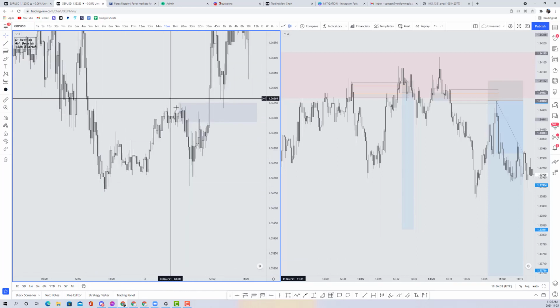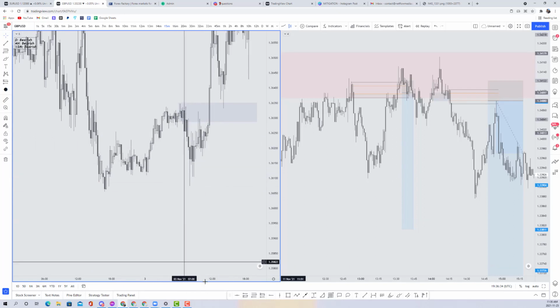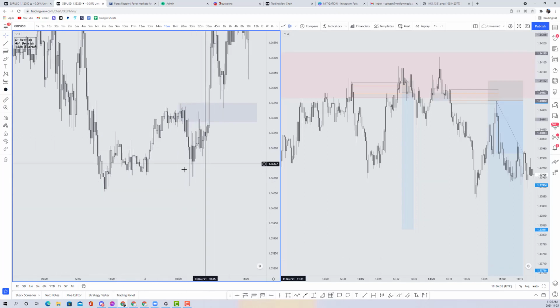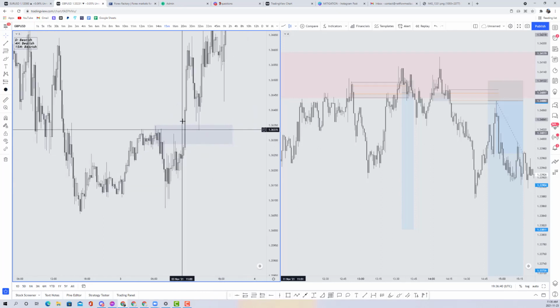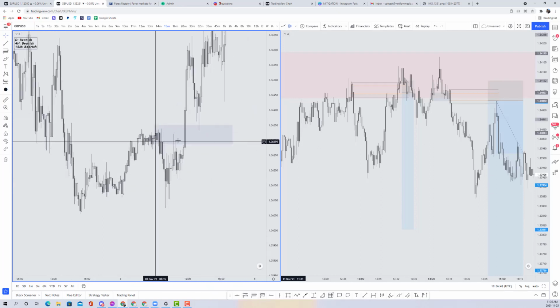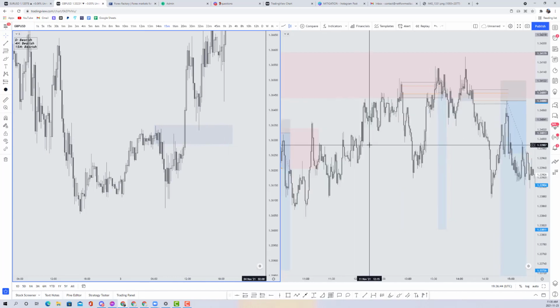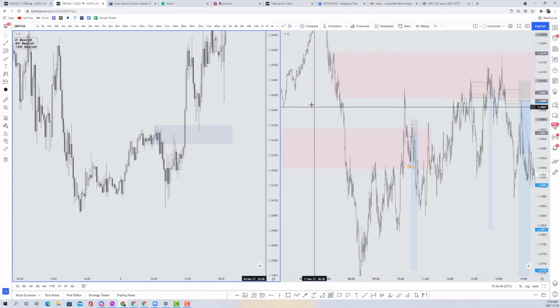We failed to react multiple times. Wicks to the downside. On the lower time frames, there would have definitely been a V-shaped reaction. No interaction here when we came through. So this is still a breaker block. So let's find that and see what it looks like here.